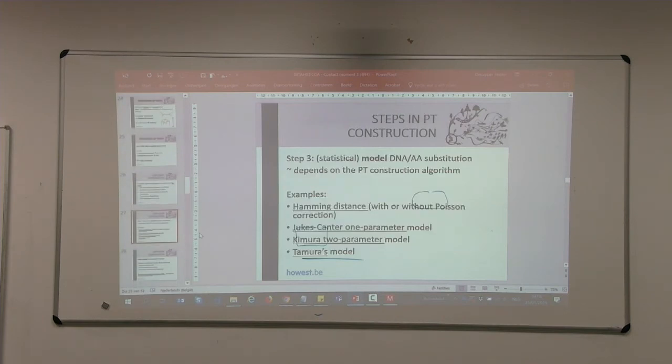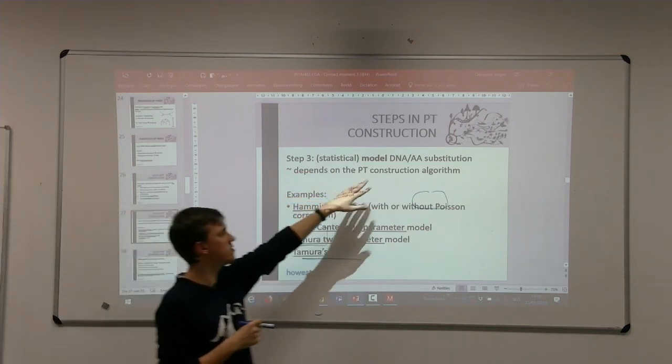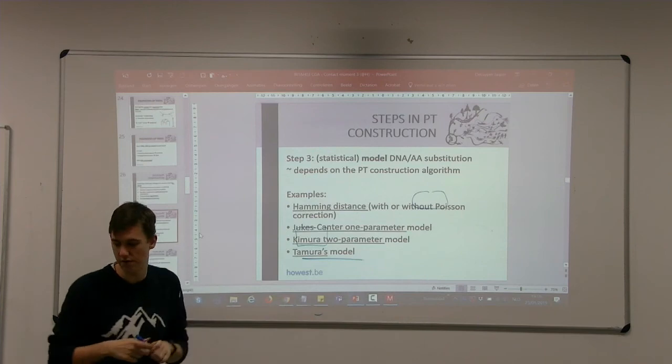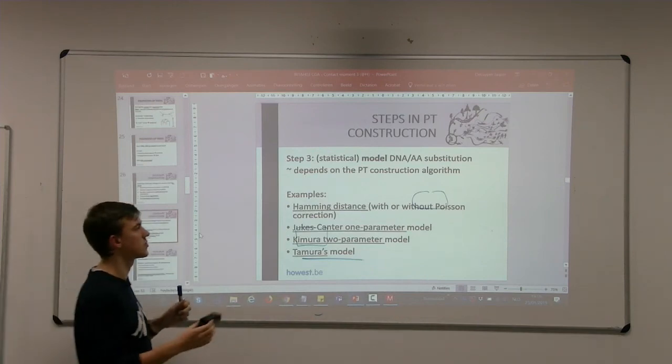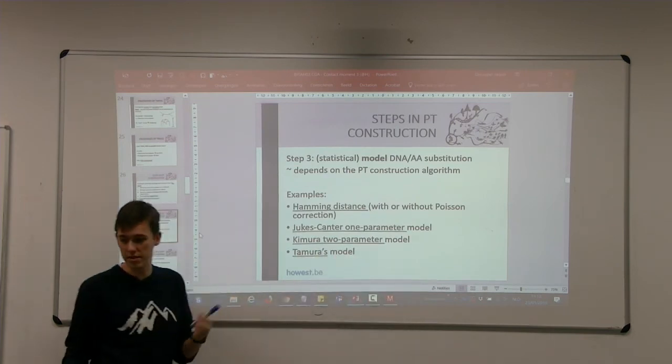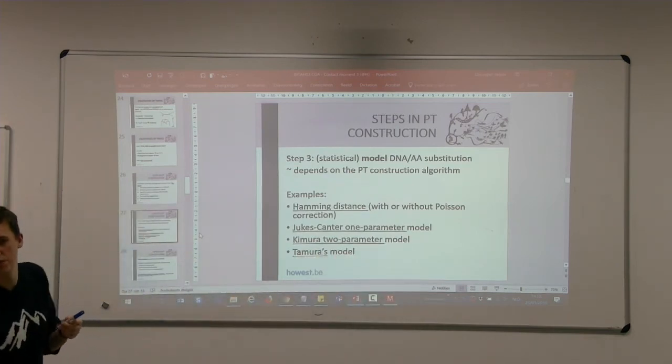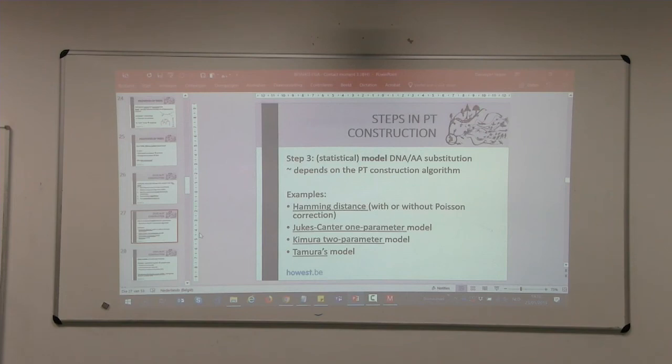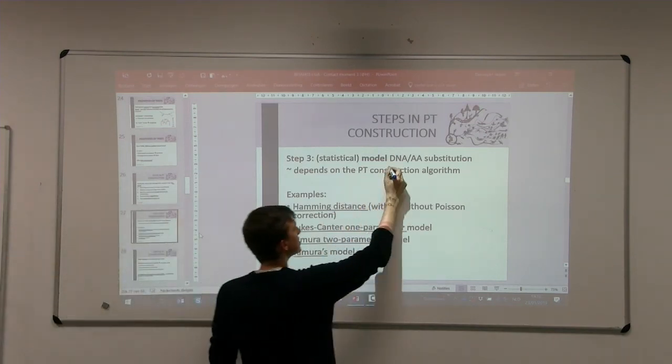If you look at the different models that are available, and here I am of course talking about DNA sequences, there are a lot of different models available. The simplest model that we have is the Hamming distance. Hamming distance being just the distance, so the number of residue changes that we have between sequences. Then we have different models. So here we're talking about DNA sequences.